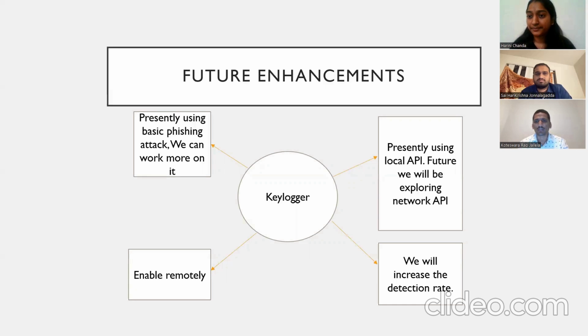Presently we are using a local API. In the future we will be exploring network APIs by hosting on big servers like Amazon or Azure servers, and we can explore more on that. We will also increase the detection rate. Presently we implemented only basic detection, so in the future, whatever attacks happen based on this attack, we can easily identify the detection. Go to the next slide.